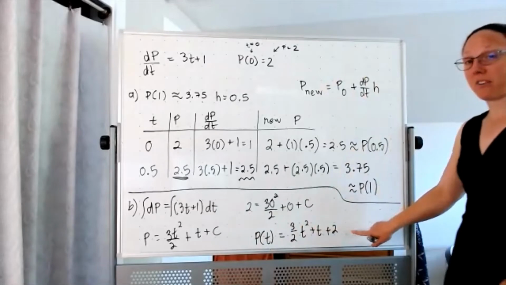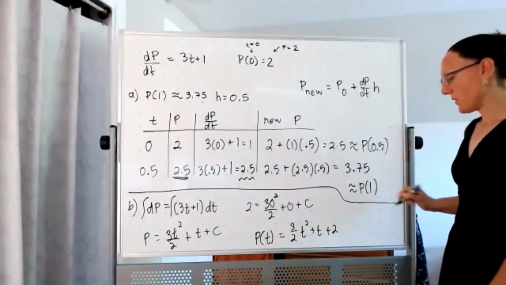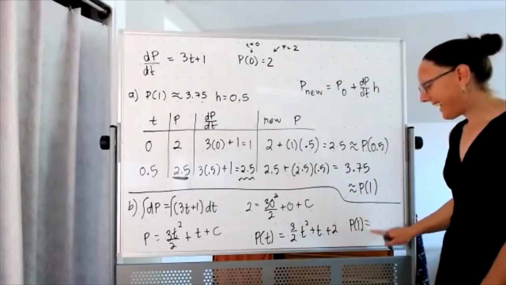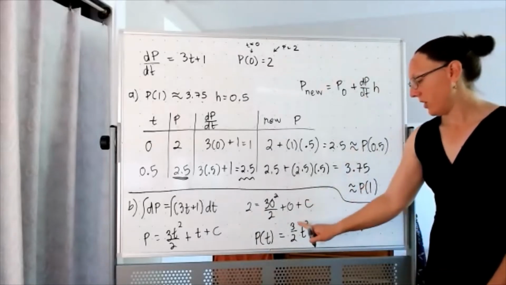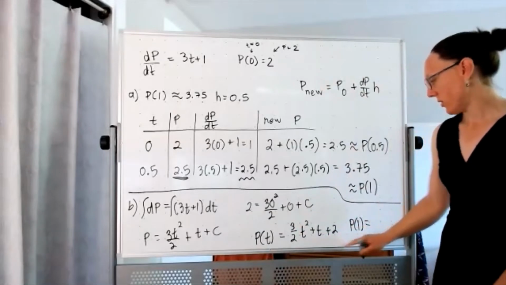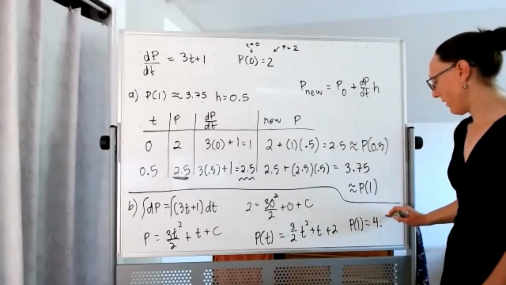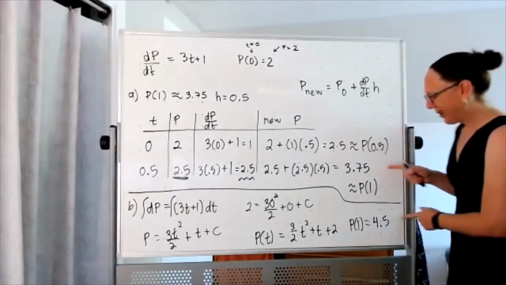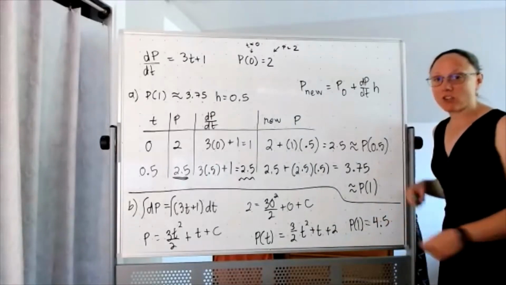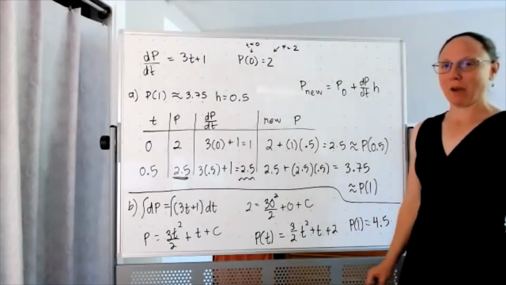And if I want to compare that to the estimate that we got using Euler's method, this would tell me that P of 1 is exactly 3/2 plus 1 plus 2. So 4.5. Well, they're not that close, but I tried to make a problem that was pretty easy to do without a calculator.